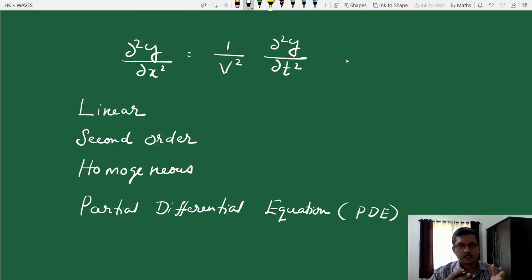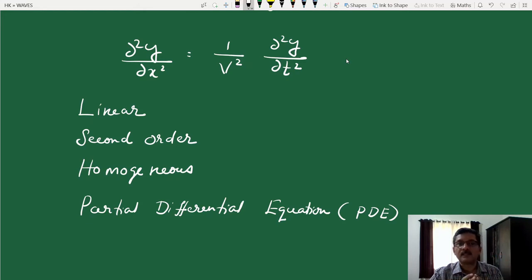Let us look at each property. Why is it called a linear differential equation? It's linear because the power of each term is 1. The power of each term in this equation is 1. What are the different terms? There are only two terms here. Dou square y by dou x square is one term. What is the power? 1. A second order derivative is there, that is another thing, but the power is raised to 1.